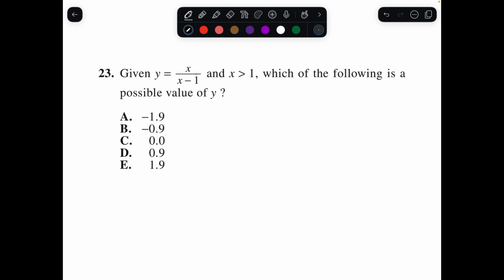Question 23 says, given y equals x over x minus 1 and x is greater than 1, which of the following is the possible value of y? So for this question, I would just start by plugging in numbers for x and try to identify a pattern.